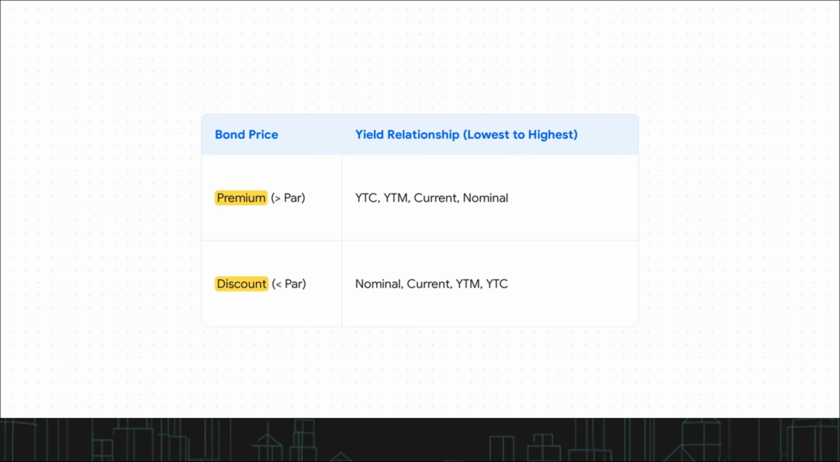This is your ultimate cheat sheet. When a bond trades at a premium, that means its price is above par. The yield order from lowest to highest is always YTC, YTM, current yield, and then nominal yield. For a discount bond, it's the exact opposite. Seriously, burn this image into your brain. This latter is pretty much a guaranteed point on your exam.